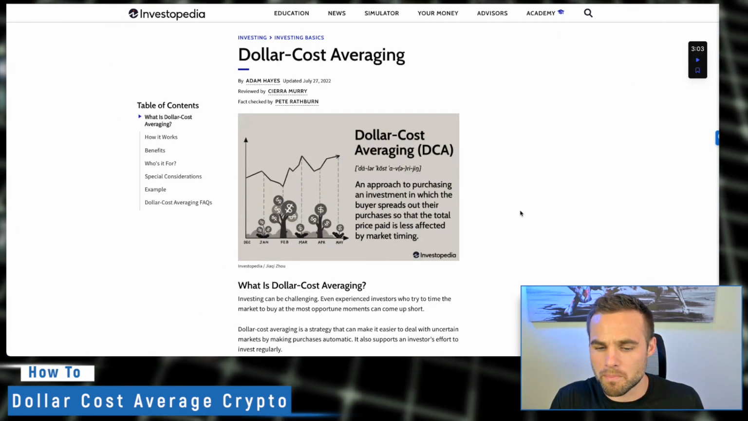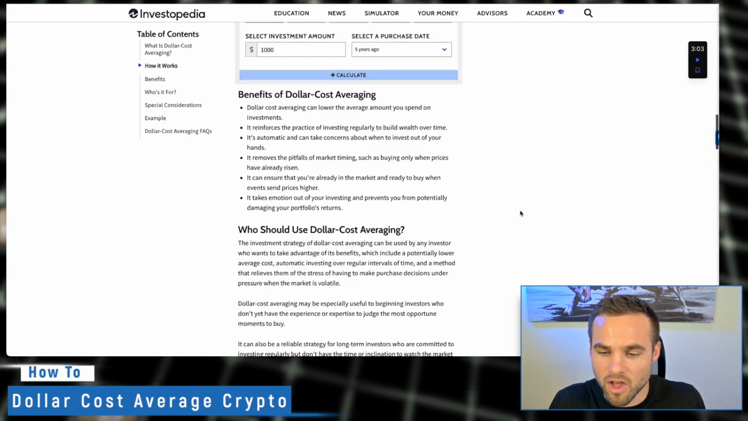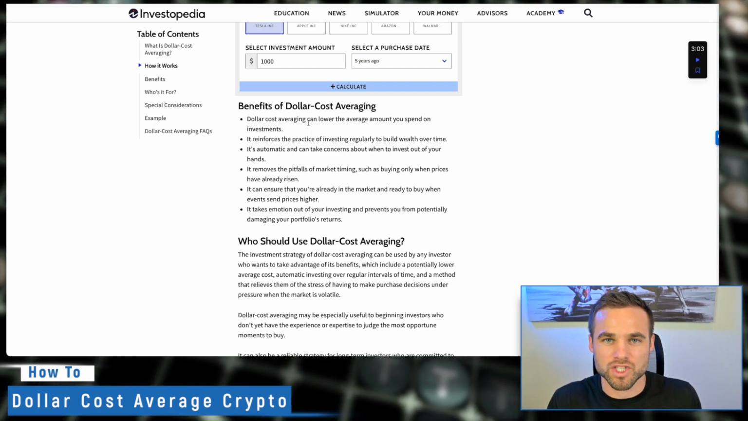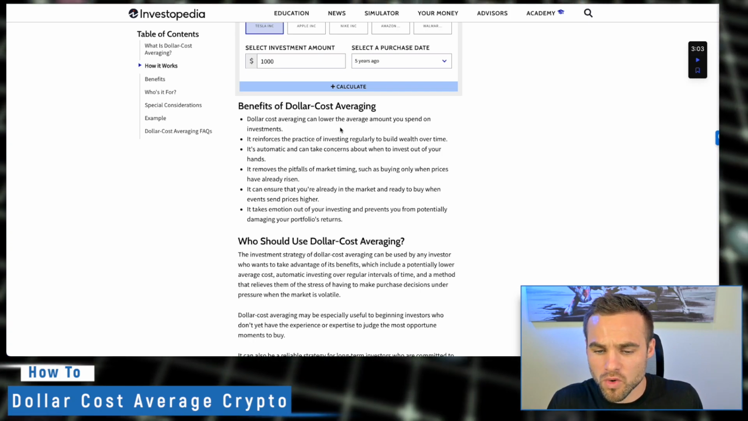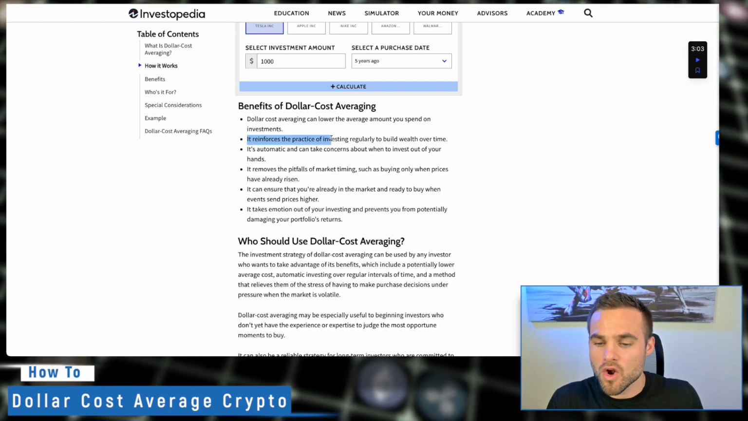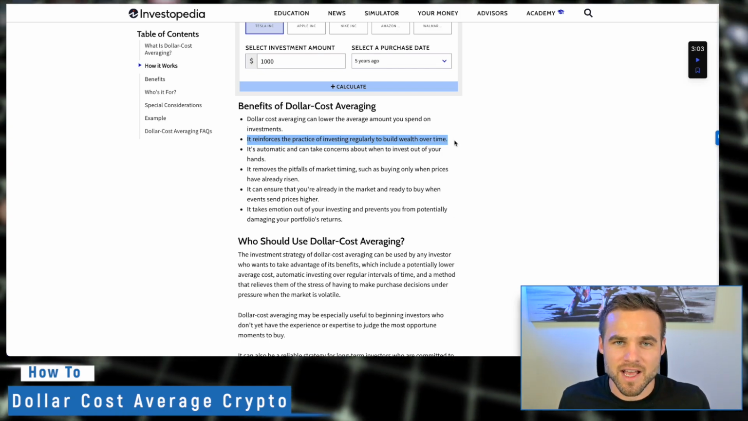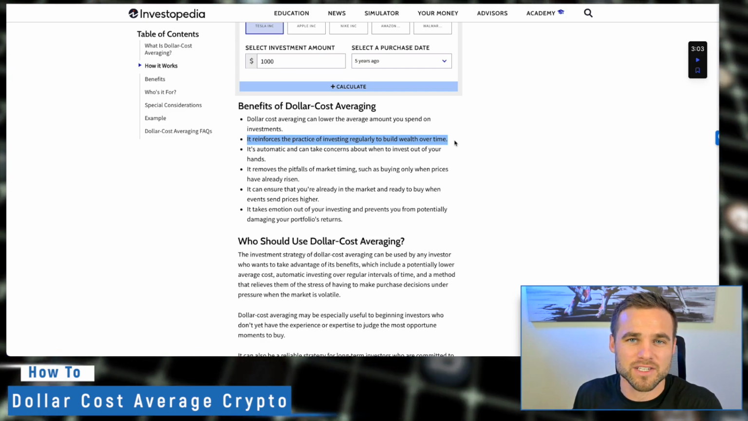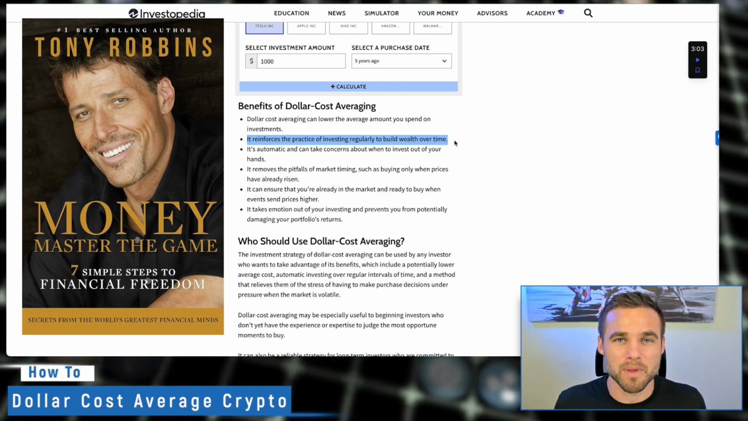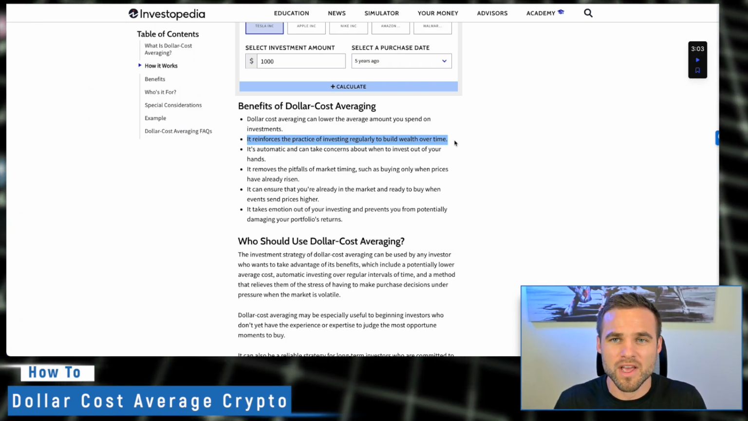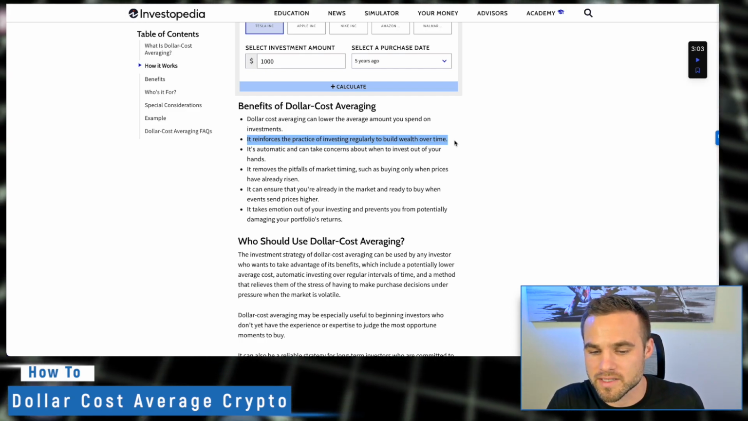Now, what are the actual benefits to dollar cost averaging? Well, there's quite a bit, but dollar cost averaging can lower the average amount you spend on investments, which is what I told to my girlfriend, Allie. And also, it reinforces the practice of investing regularly to build wealth over time. This was one of the recommendations that Tony Robbins made in his book, Money Master the Game. Maybe I'll flash a picture of it right here. Basically he interviewed 50 self-made billionaires, and this was one of the key things that they talked about: to take a percentage of your paycheck and invest it every single month into the markets.